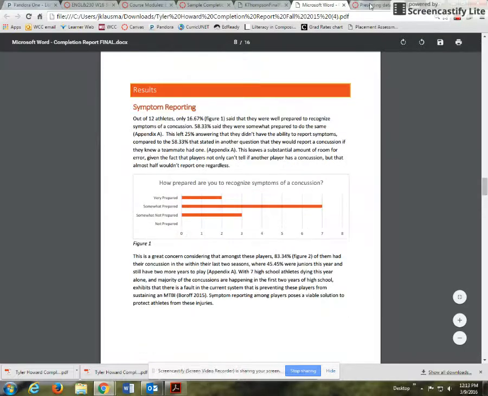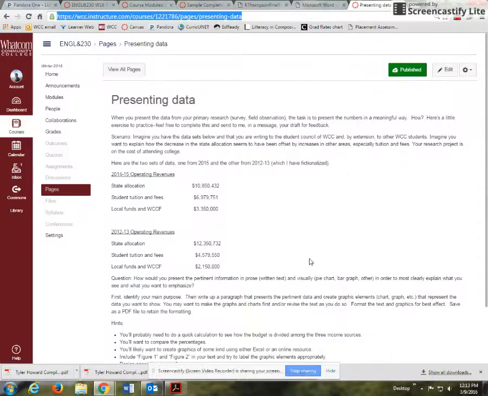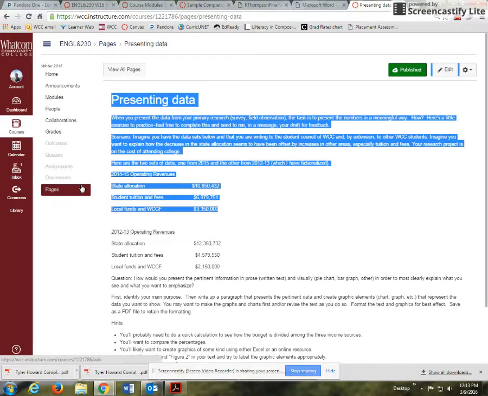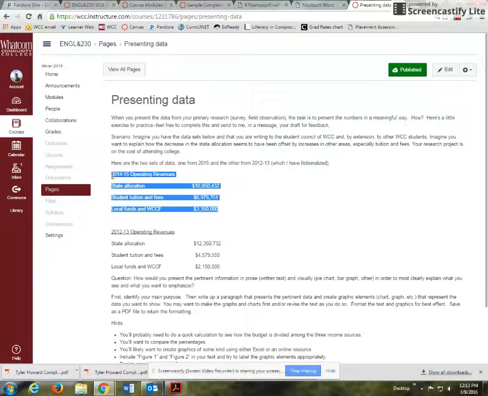So I created this little worksheet for us to mess with if you want to. It's called Presenting Data. I got some numbers from the college's operation revenues site. It says how much money the college takes in every year, which is also how much it spends, by the way. This is what the state gives. This is what tuition and fees account for. This is local funds and the foundations, how much money they give each year.